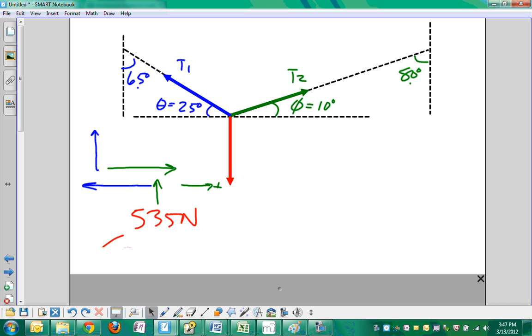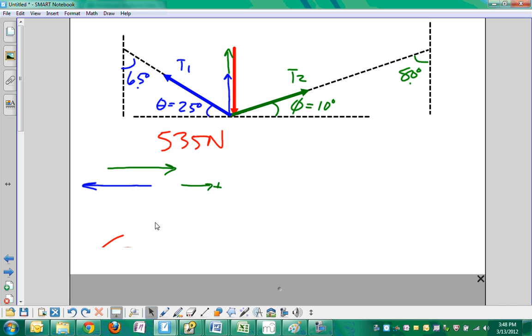So now we have 535 newtons, and I'll slide that down later, as our weight acting downward. We know two things. The y component of the blue force plus the y component of the green force have to equal the weight, because we know that the net force is equal to 0. That should be a big thing we have up at the top. Net force is equal to 0, which means that net force in the x direction and net force in the y direction are both equal to 0. So these two add up to this, so that they're equal and balanced.